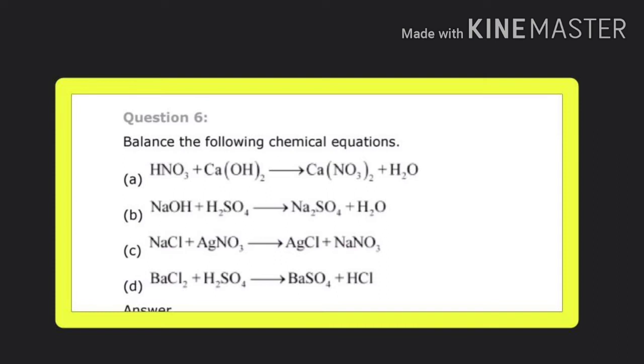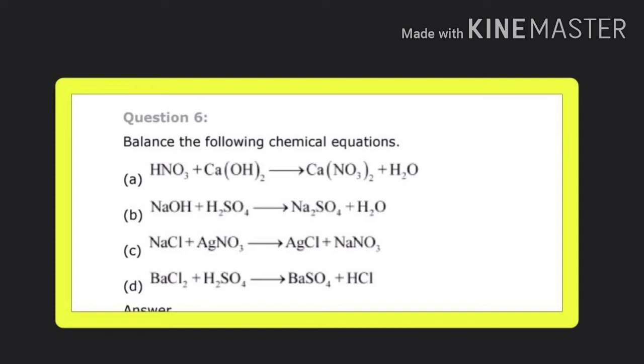Third one, NaCl, sodium chloride, plus AgNO3, silver nitrate, gives AgCl plus NaNO3, silver chloride plus sodium nitrate. Balance it. Last one, barium chloride plus H2SO4 gives barium sulfate plus hydrochloric acid. Now you try balancing these also on your own. Okay, so that will be more beneficial to you if you balance it on your own.